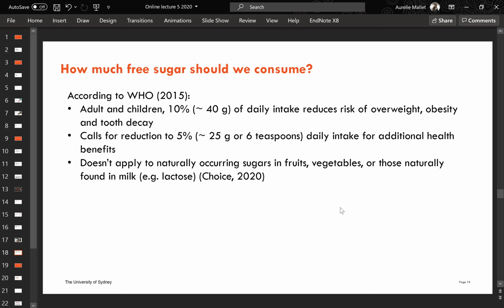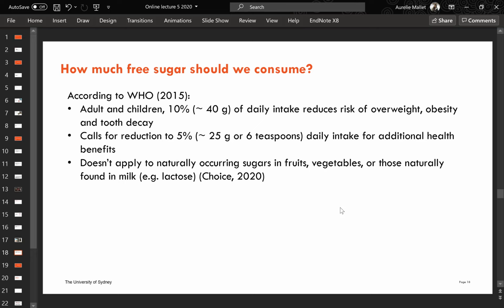So according to the World Health Organization, we should be eating only around 10% of free sugars in our daily intake. And so eating around 10% only is going to reduce the risk of being overweight, obese, and having tooth decay, which we said was the most widespread non-communicable disease in the world.